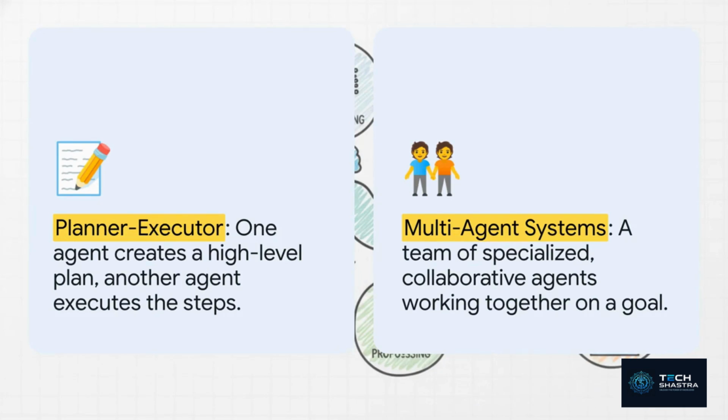As the problems you're solving get more complex, your agent designs will too. A planner-executor model is great for straightforward workflows. One agent is the manager that makes the plan, and another agent is the worker that executes it. But for really messy, dynamic problems, you'll start looking at multi-agent systems. Think of it like hiring a whole team of specialized AIs, a researcher, a writer, a coder, that all work together on one big goal.